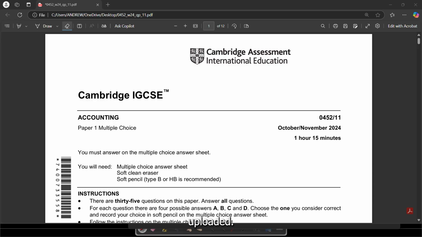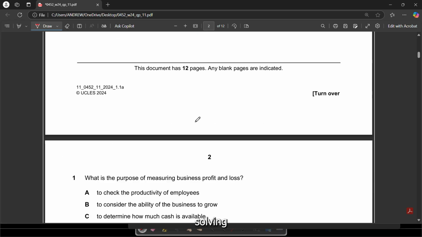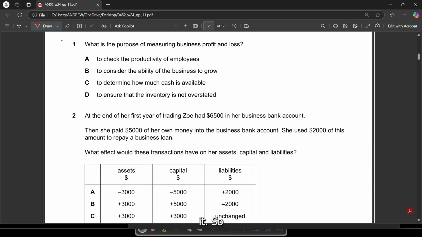So I thought of solving an IGCSE accounting past paper. If you all can see the subject code as well as the component code, that is 0452, and the component code is 11. So, let's quickly begin solving it. So, here's the first question. What is the purpose of measuring business profit and loss?